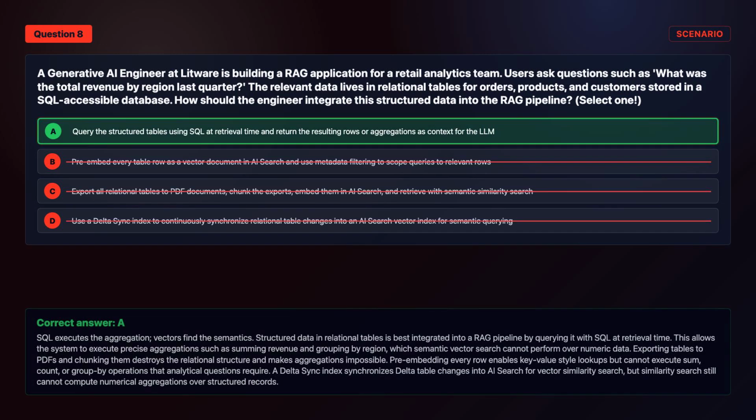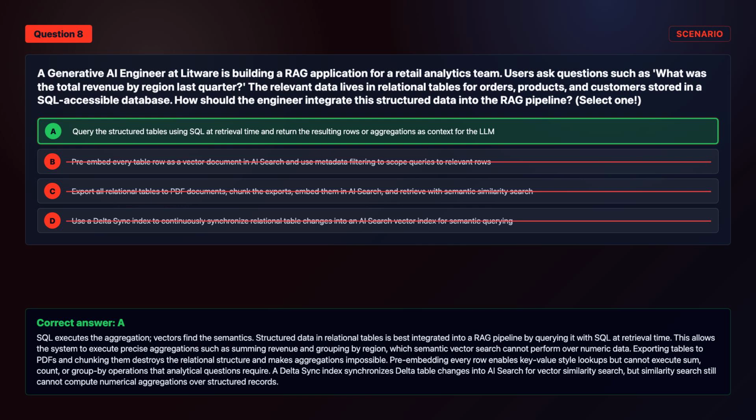The correct answer is option A. SQL executes the aggregation, vectors find the semantics. Structured data in relational tables is best integrated into a RAG pipeline by querying it with SQL at retrieval time. This allows the system to execute precise aggregations such as summing revenue and grouping by region, which semantic vector search cannot perform over numeric data.